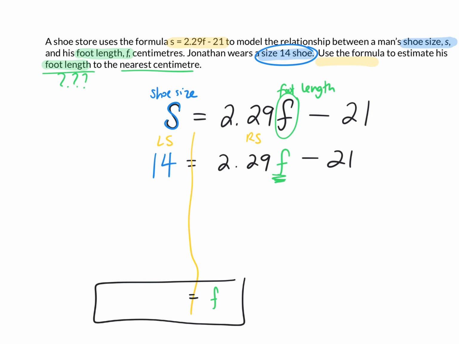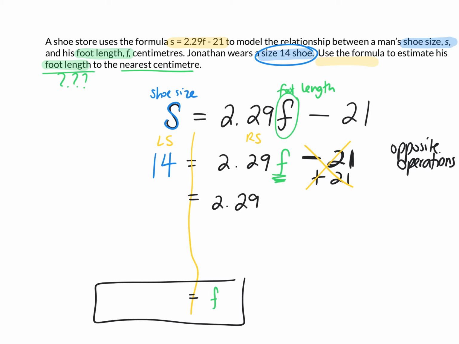Okay, so I have 2.29 times F, take away 21. So what's the first thing we need to undo on the right side of this equation? What do we need to get rid of? That's right, we need to get rid of this take away 21. What do I need to do to make that become 0? Remember, we always do the opposite operation. So what's the opposite of take away 21? Plus 21. If I do negative 21 plus 21, I get 0. So that is helping me to isolate my variable.